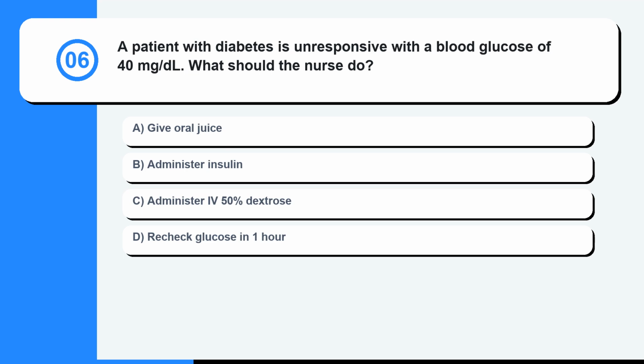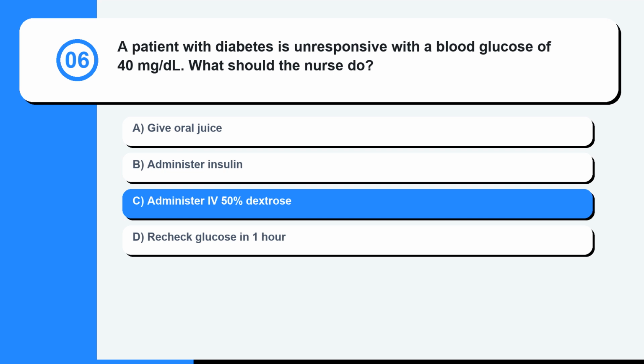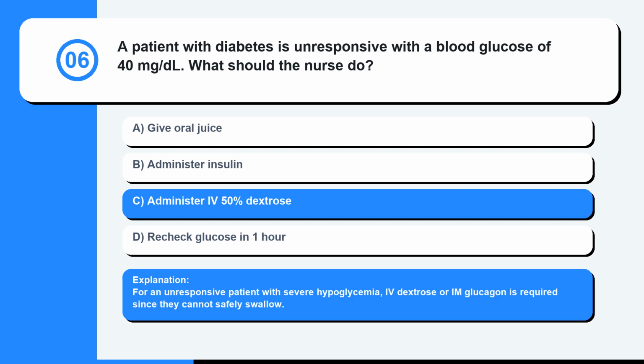Question 6. A patient with diabetes is unresponsive with a blood glucose of 40 mg/dL. What should the nurse do? A. Give oral juice. B. Administer insulin. C. Administer 50% dextrose. Or D. Recheck glucose in 1 hour. The correct answer is C. Administer 50% dextrose. For an unresponsive patient with severe hypoglycemia, IV dextrose or IM glucagon is required since they cannot safely swallow.